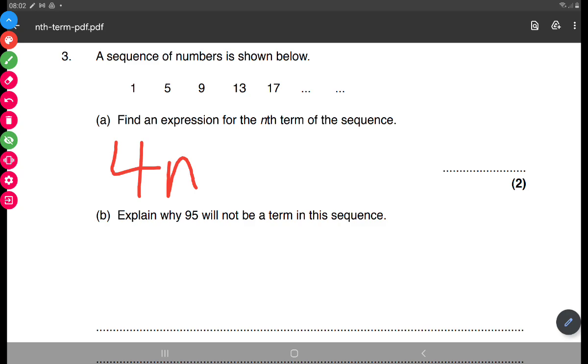Hang on. Now I'm confused. Because if 1 is the first term, 5 is the second term. Let's do it with 5, just as an experiment. So 4 times 2, because 5 is the second term in the sequence, 4 times 2 is 10. Oh, no, it's not 10, is it? How can it be 10?